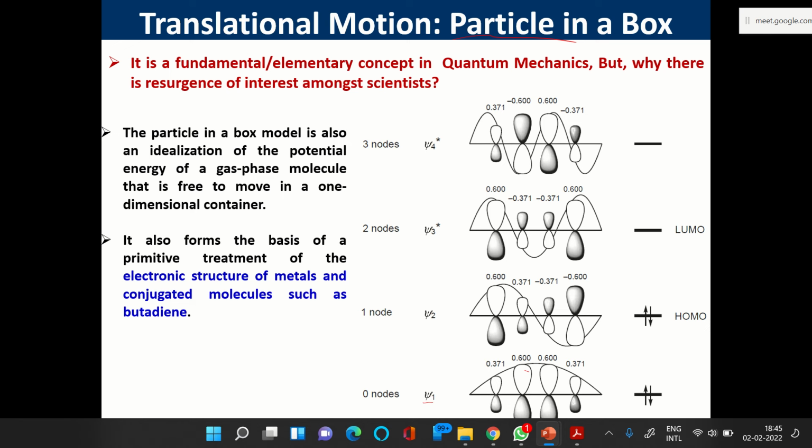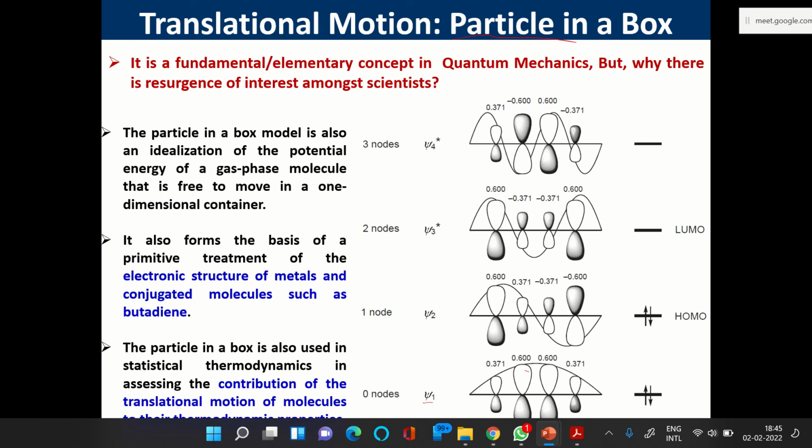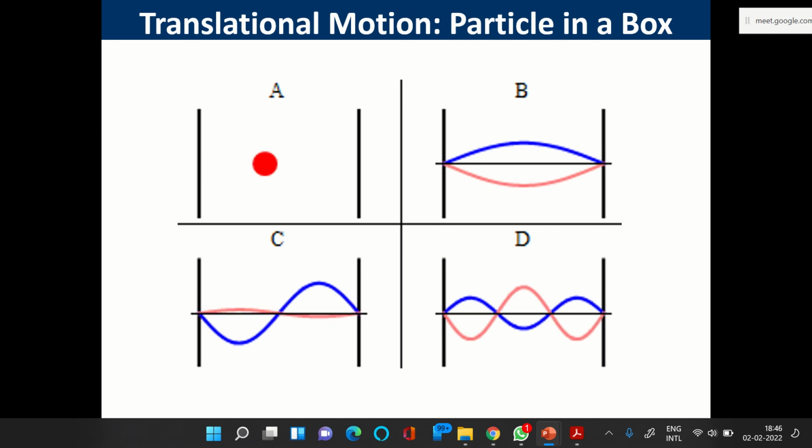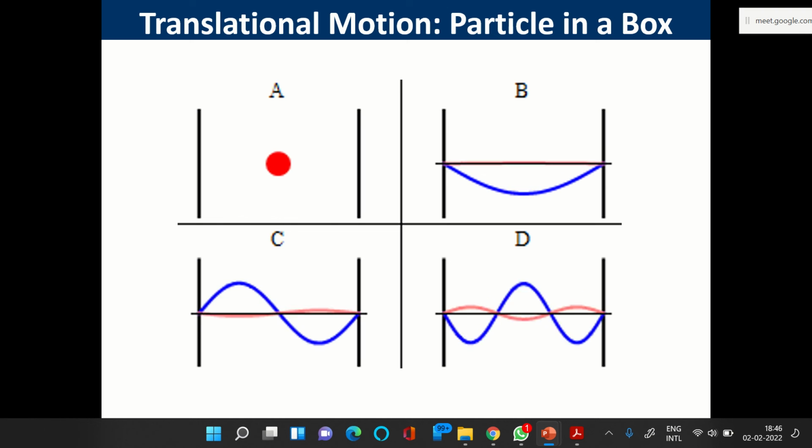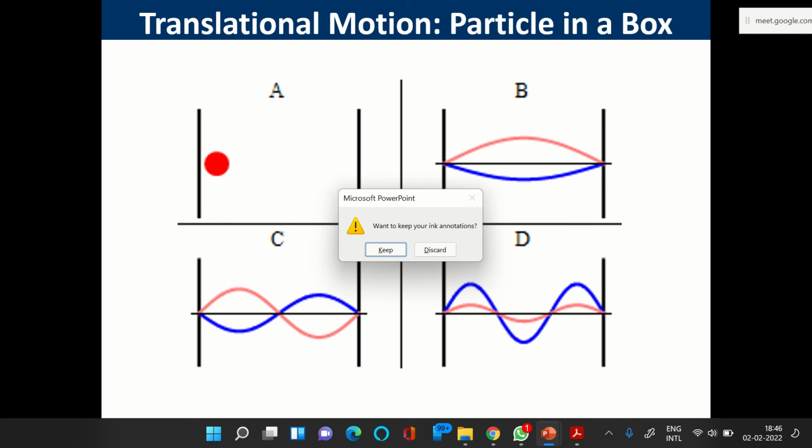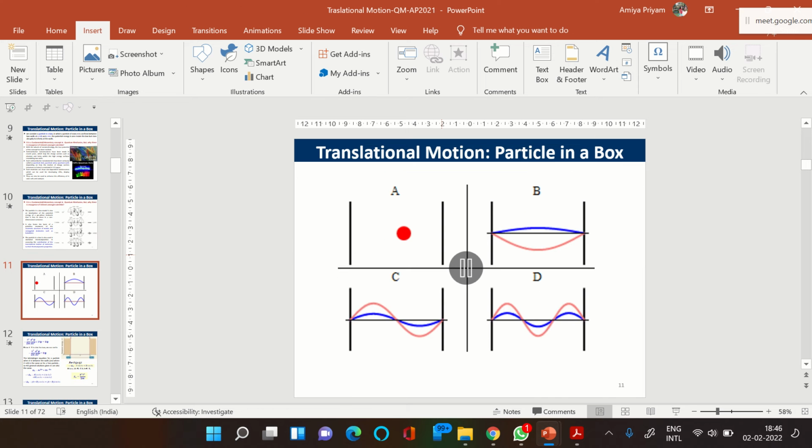That understanding leads to, फिर आप उससे बहुत सारी चीज़ें कर सकते हैं, something that will be useful. It is also used in statistical thermodynamics, which will be in the next semester. We will be doing it, taking the contribution of translational motion of molecules. So this is how we visualize these things. So we visualize this motion.